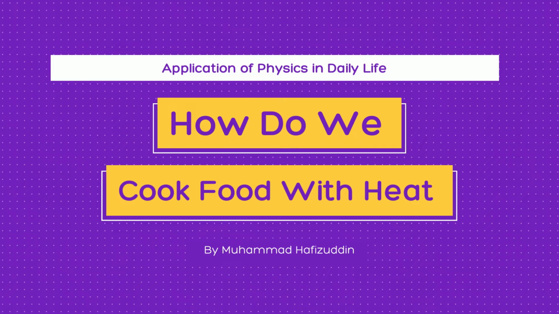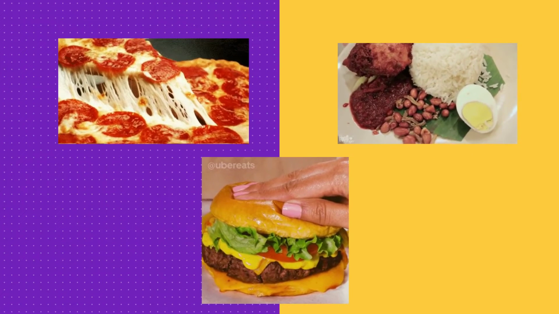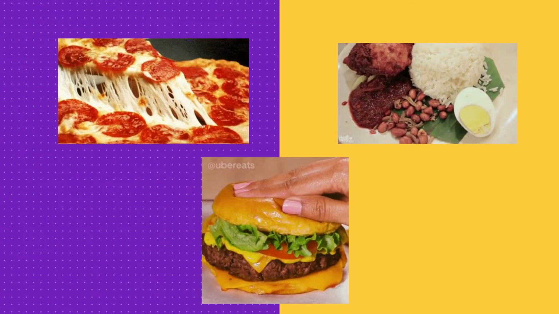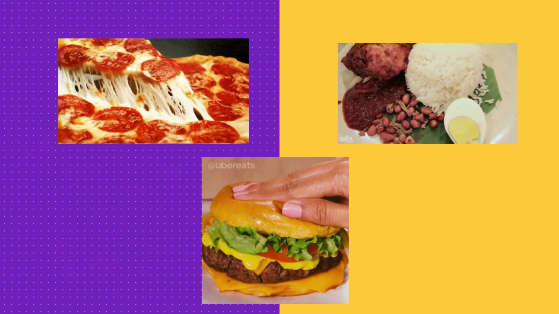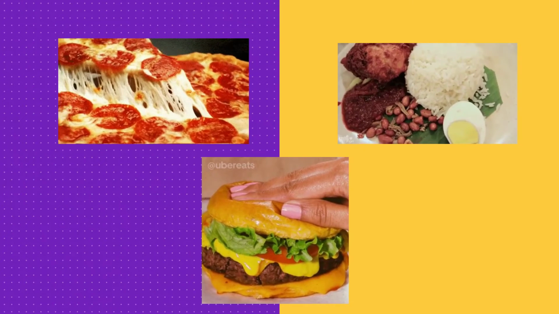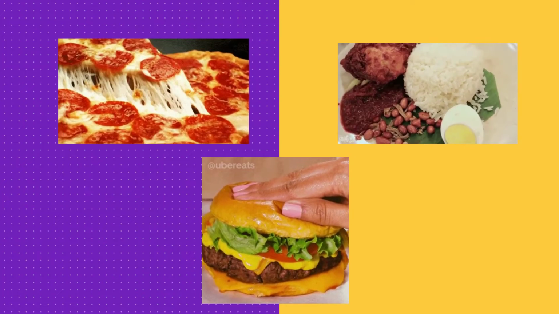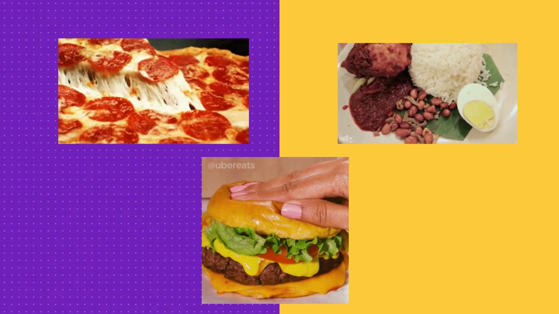So in application of physics in daily life, we're going to talk about how do we cook food with heat. Have you guys ever wondered how do we cook our pizza or burger or our national dish, which is nasi lemak, and how we eat them hot? Of course, you don't want to eat your food cold, right? You want to eat it fresh, hot.